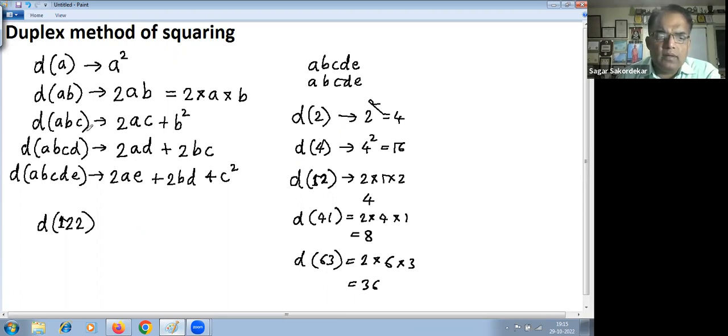See here, ABC. This is the formula which you have to use for this three-digit number: 2AC plus B square. That means 2 into 1 into 2, plus 2 square, since the middle digit is 2. 2 into 1 is 2, 2 into 2 is 4, and then with this 4, it is 8.